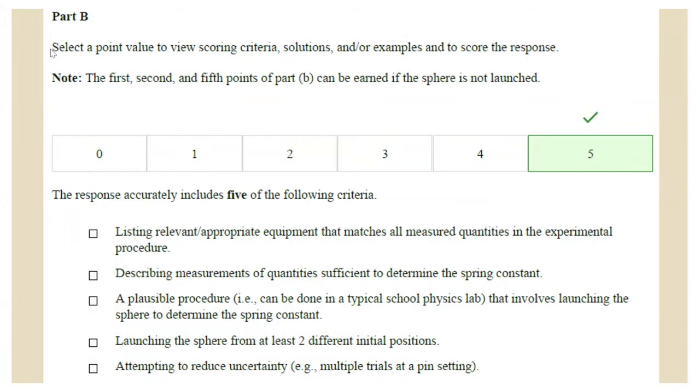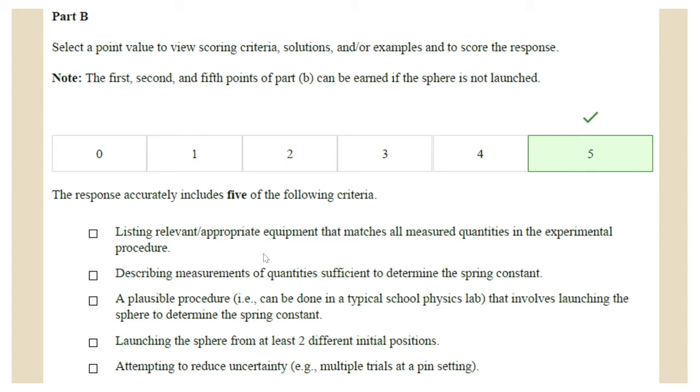For the scoring guide here, there were 5 points. We already talked about the first one, listing relevant and appropriate equipment that matches all measured quantities in the experimental procedure. You want to describe measurements of the quantities sufficient to determine the spring constant. That all comes from the equation. They give you a point for a plausible procedure. In other words, it can be done in a typical high school physics lab. You're not talking about a particle accelerator or some fancy piece of equipment you're never going to have, that involves launching the sphere to determine the spring constant.